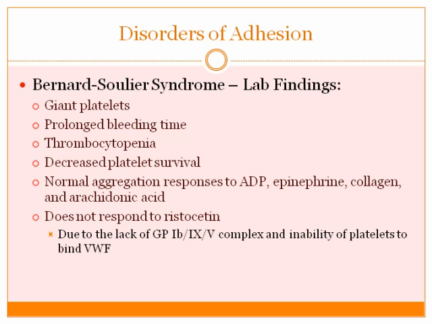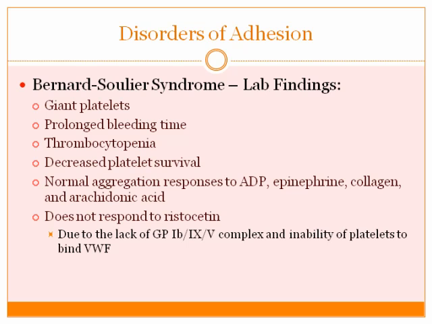Let's look at some lab findings for Bernard-Soulier. Well, we'll see giant platelets, prolonged bleeding time because the platelet function is not performing right. Thrombocytopenia is seen with this, so a low platelet count, decreased platelet survival, normal aggregation responses to ADP, epinephrine, collagen, and arachidonic acid, but it does not have a response to ristocetin. So these agents are things that we can add in the lab to test how platelets are functioning when we add these different aggregating agents.